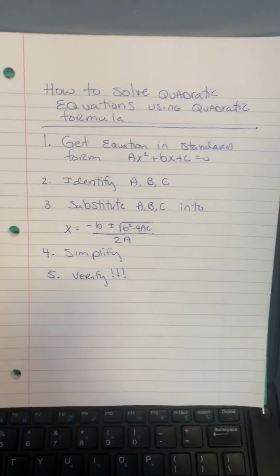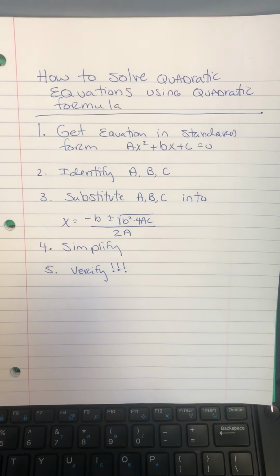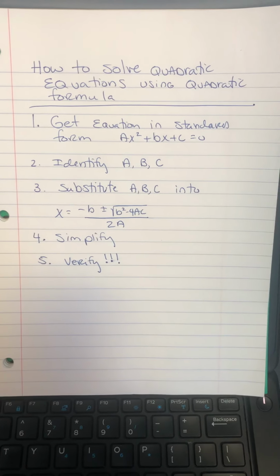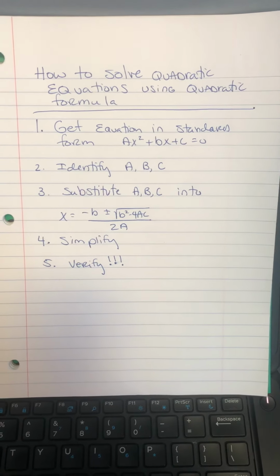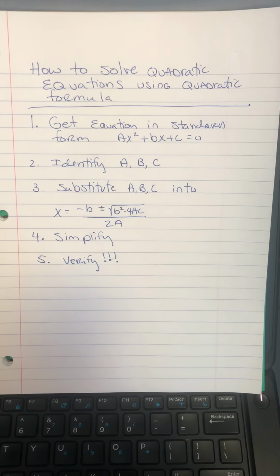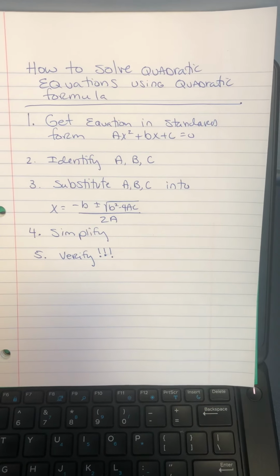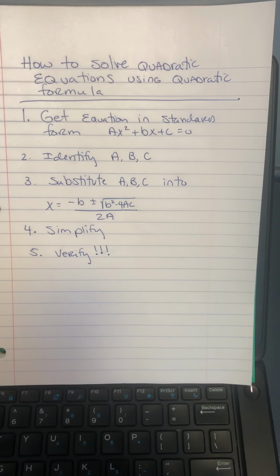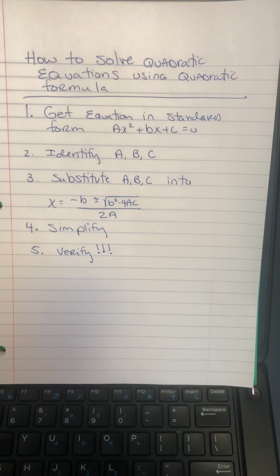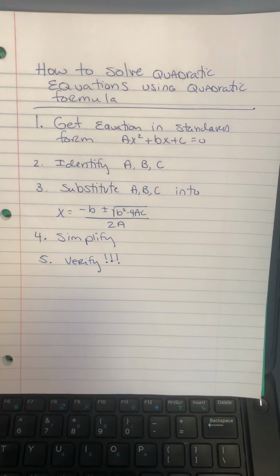As I mentioned earlier, our first step is to make sure the equation is in standard form. That is ax squared plus bx plus c equals 0. That may be done already when you start the problem, or may need to be done through manipulation of the equation. Step 2 is to identify your a, b, and c values in the quadratic equation. Step 3 is to take those a, b, and c values and substitute them into the quadratic formula in the appropriate locations. Step 4 is to simplify. And 5, verify your solutions, that they do in fact make the original equation true.